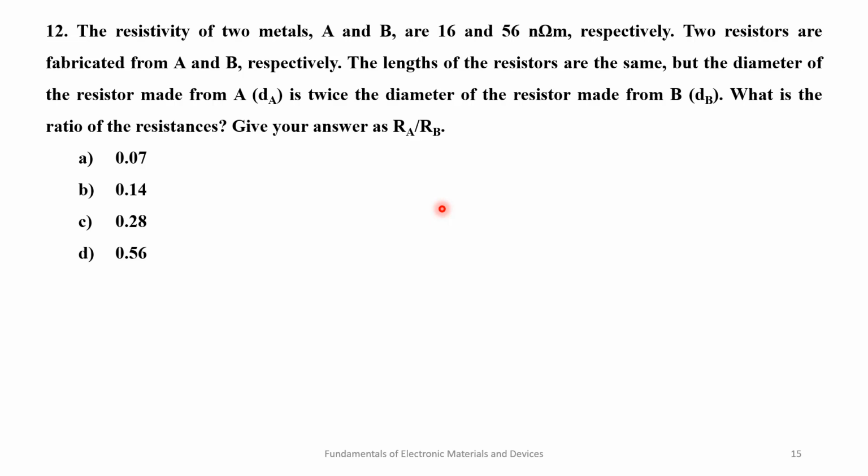Hello, ma'am. Yeah. I'm getting 0.0714. That means here it is closest to option A. Okay, yeah. So both people here have got the same value, right?